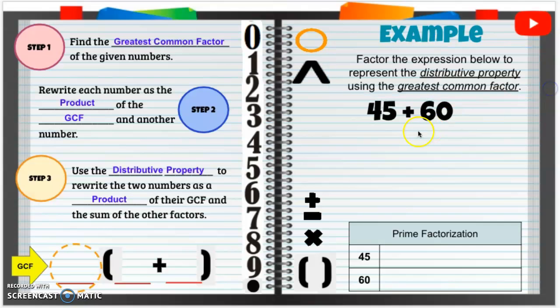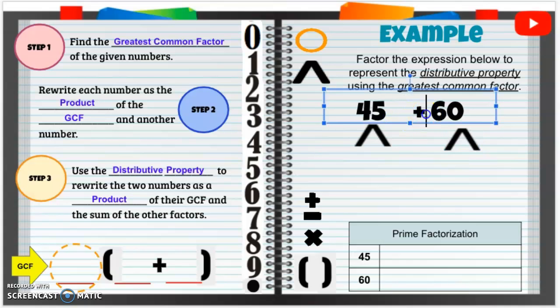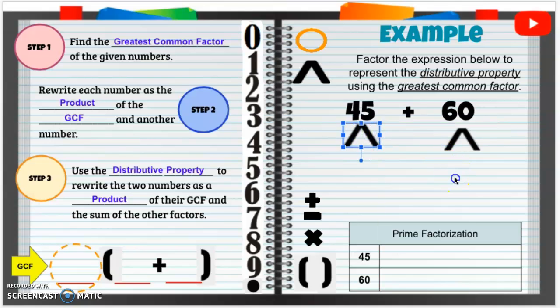All right, so step one, find the greatest common factor of the given numbers. So of 45 and 60, we are going to find the greatest common factor. So we're going to factor both of these numbers. I am actually going to make these a little bit more separated so that we have a little more room. So we have 45 and 60.